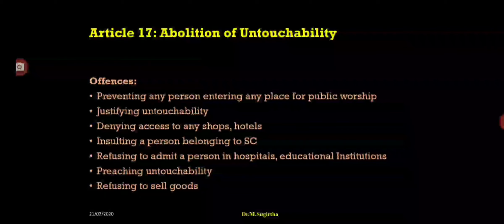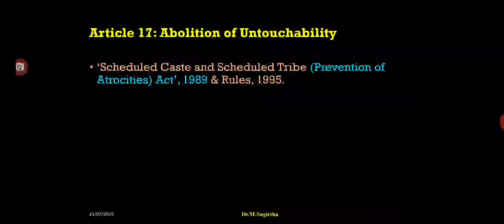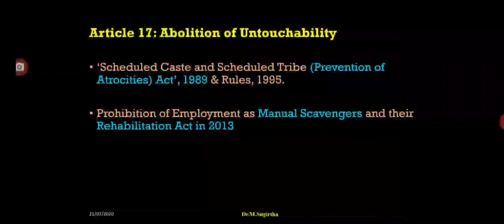But the normal provisions of the existing laws like the Protection of Civil Rights Act 1955 and the Indian Penal Code have been found inadequate to check offences against the scheduled castes and scheduled tribes. Recognizing the inadequacy of laws, the Parliament passed the Scheduled Caste and Scheduled Tribe Prevention of Atrocities Act in the year 1989 and Rules 1995. In a similar mode, the Parliament also passed the Prohibition of Employment as Manual Scavengers and their Rehabilitation Act in the year 2013. It seeks to enforce the fundamental right of manual scavengers against untouchability.